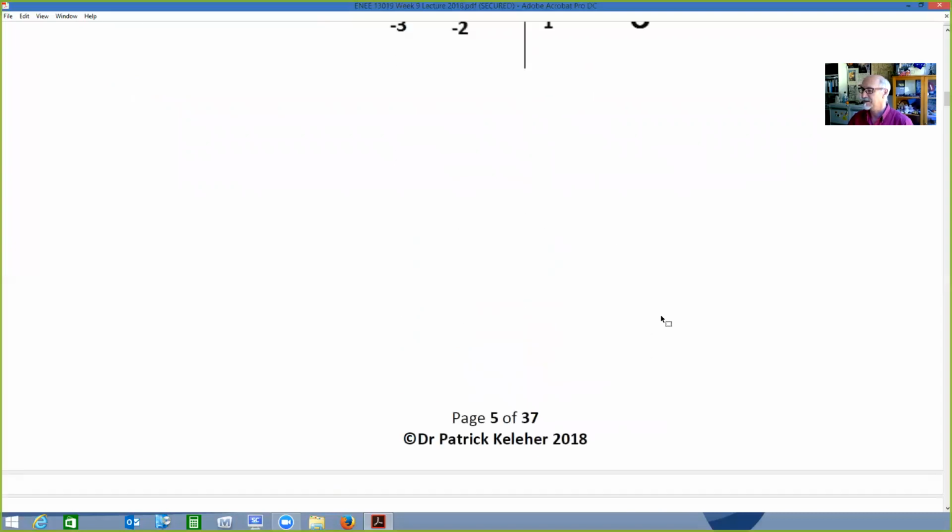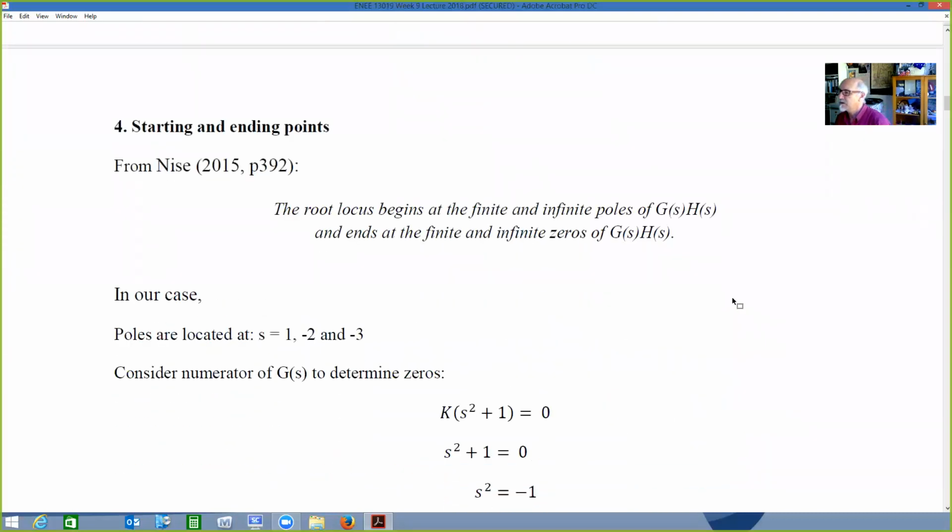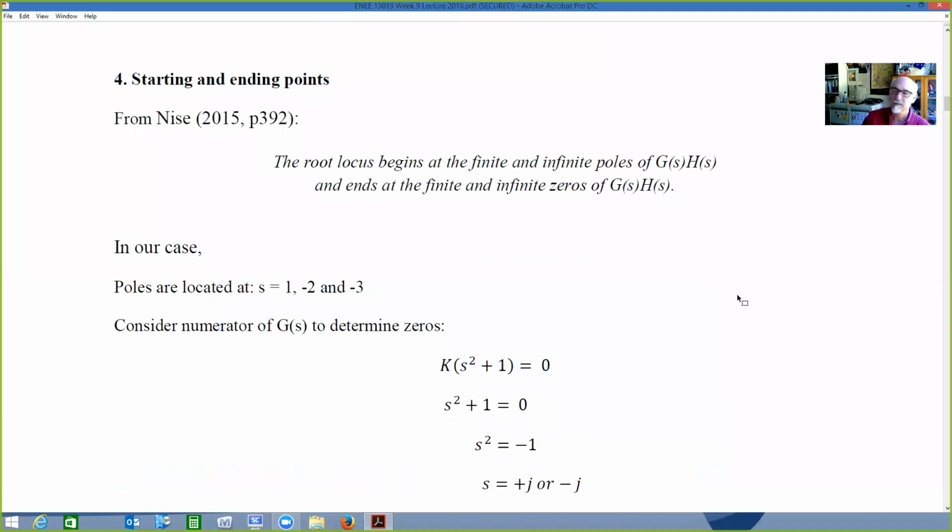And this of course is our real axis, the sigma axis. Starting and ending points: from again ENEE13019, the reference book, the root locus begins at the finite and infinite poles of G(s)H(s), and ends at the finite and infinite zeros of G(s)H(s). So in our case, the poles are located at s equals 1, s equals -2, and s equals -3.